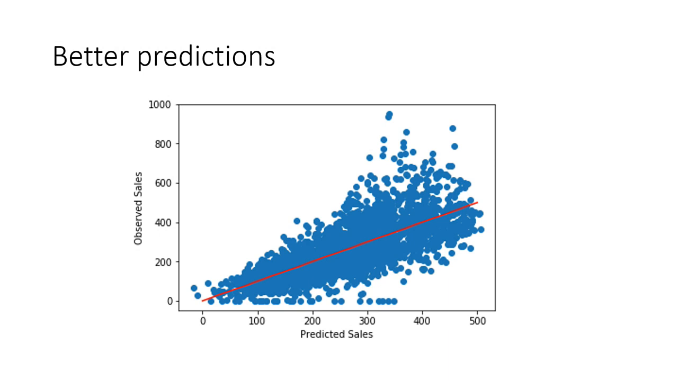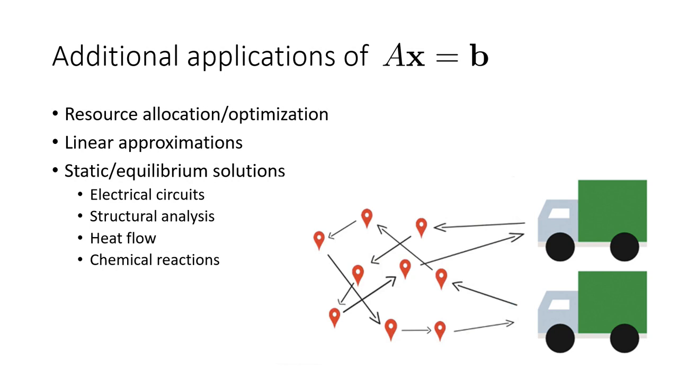And what that means is if we use the predictions from this model, we can better estimate how much ice cream we need to make, and that could mean big savings for a business.